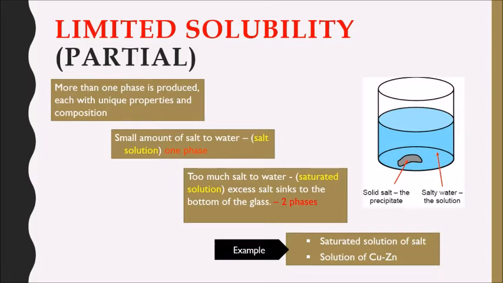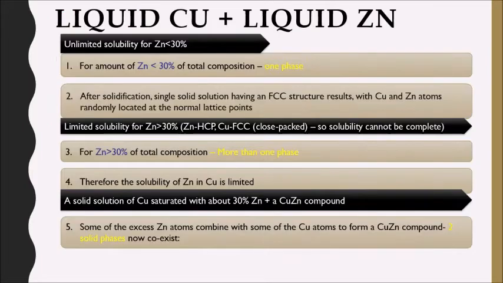Limited solubility or partial solubility means more than one phase is produced, each with unique property and composition. A small amount of salt added to water will become a salt solution in one phase. With too much salt in water, the solution will become saturated. Excess salt will sink to the bottom of the glass, so it will become two-phase. Examples are a saturated solution of salt and the solution of copper zinc.